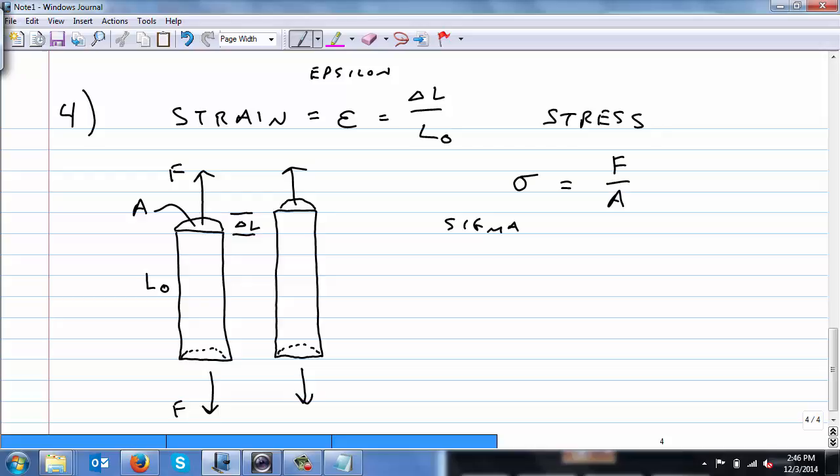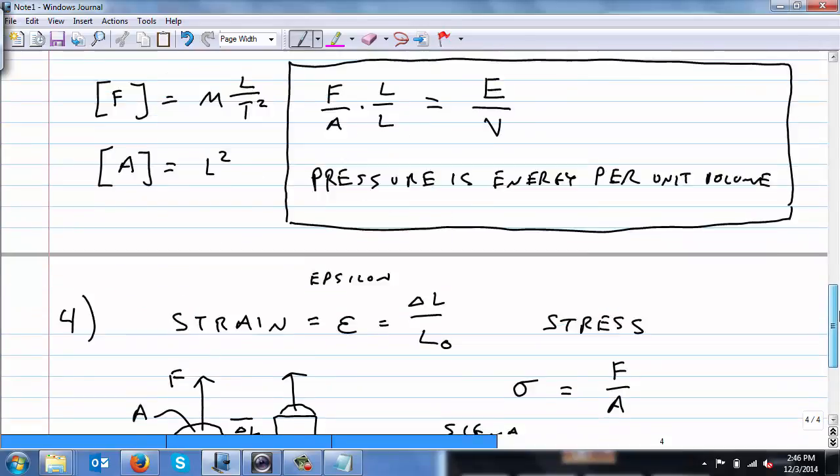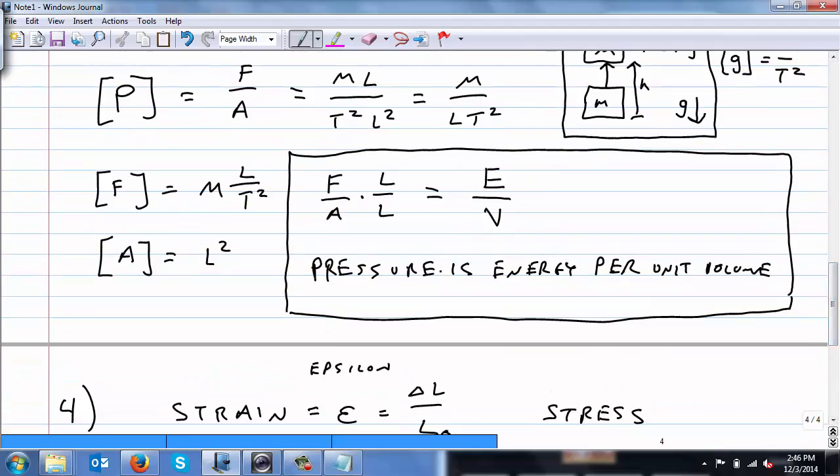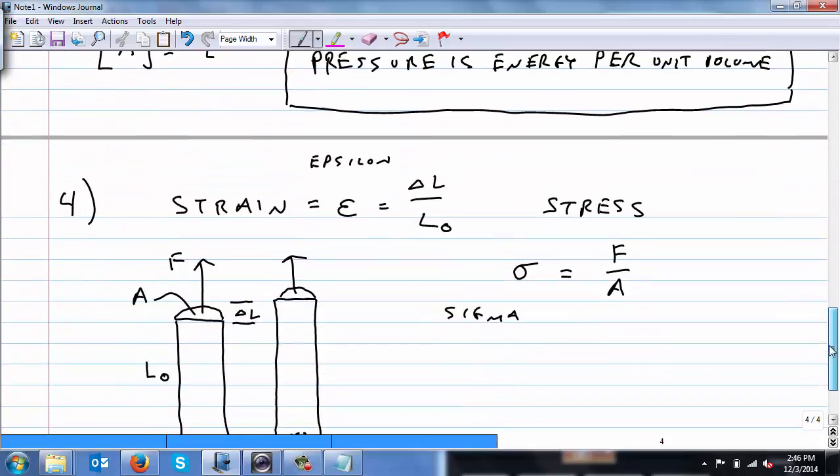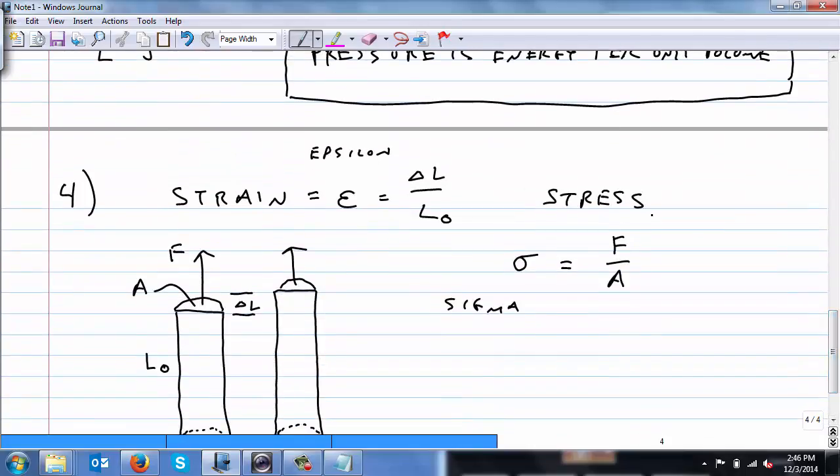And the cool thing, and we just covered this a second ago, is that pressure is energy per unit volume. We also know that pressure is force per unit area. And I just got done telling you that stress is also force per unit area. Why do we need both of those? Why would we need pressure and stress?